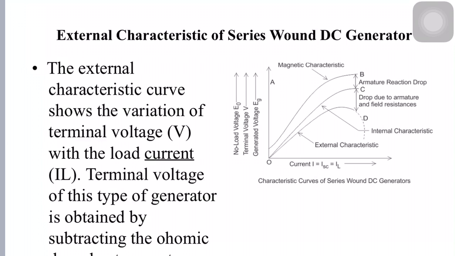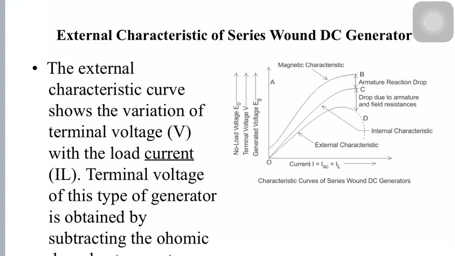Okay, once again I am repeating, if you observe the characteristics of the series wound DC generator, with the increase in load, the terminal voltage of the machine increases, but after reaching its maximum value, that is the breakdown value, it starts to decrease due to the excessive demagnetizing effect of armature reaction. We can observe it in the diagram as a dotted line.